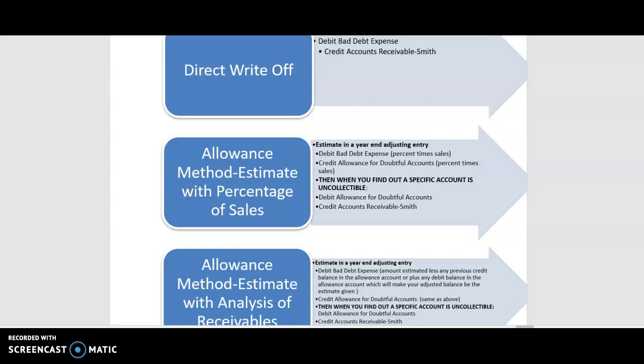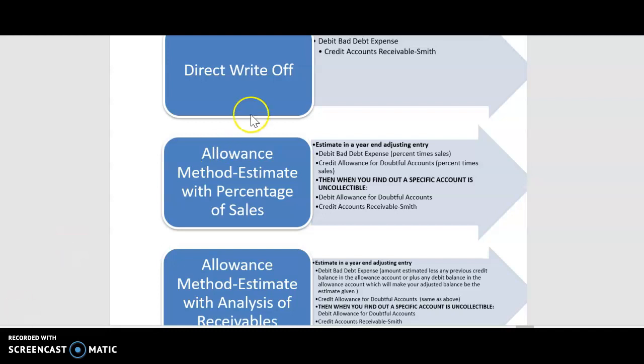This video is to explain the uncollectibles or the bad debt expense account in accounting. Have you ever lent money to someone and not been paid? This is what happens to companies. They make a sale on account and then later they find out that their customer is unable to pay. There are two ways to account for this as the company that made the sale on account.